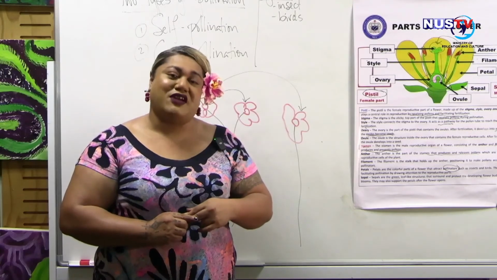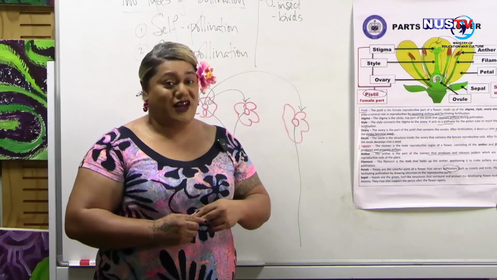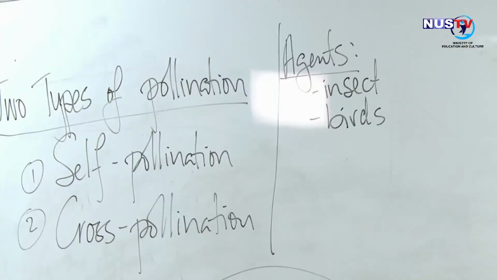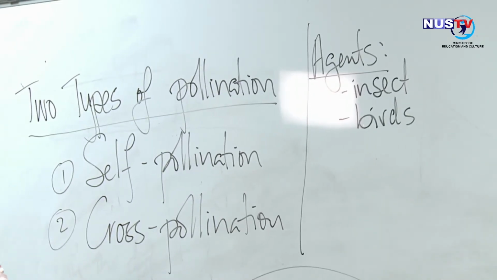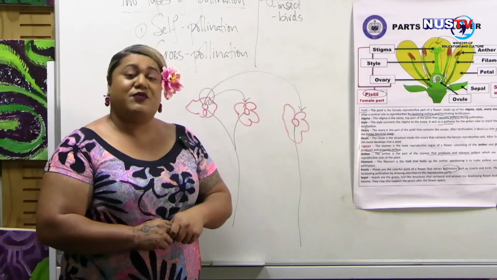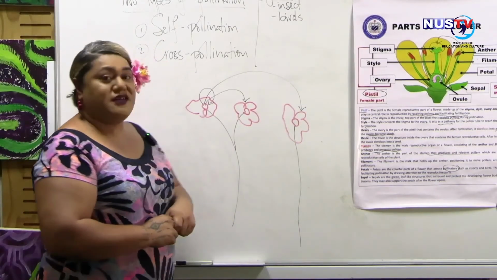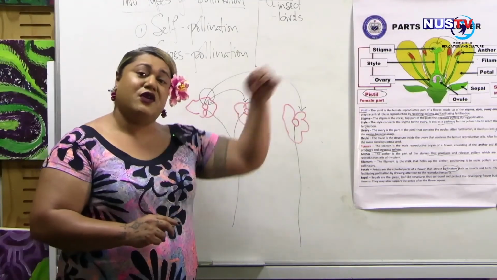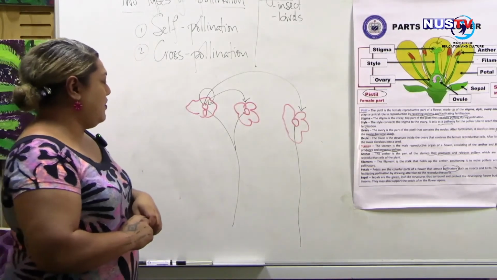But before we finish our lesson, always remember that there are two types of pollination. We have self-pollination and cross-pollination. It's all in the word, so it's quite self-explanatory. Self meaning it is pollinated by itself. And cross, that means there is a transfer going across. So look at the example below.